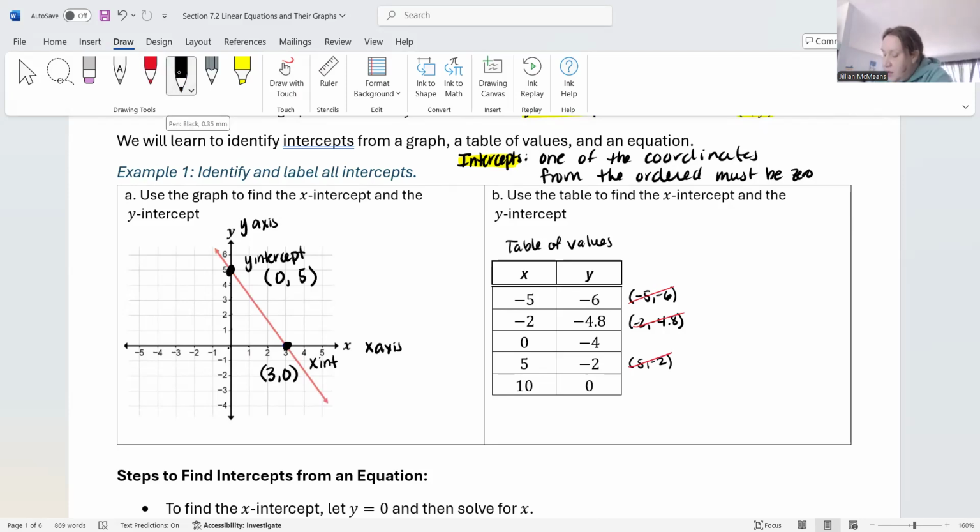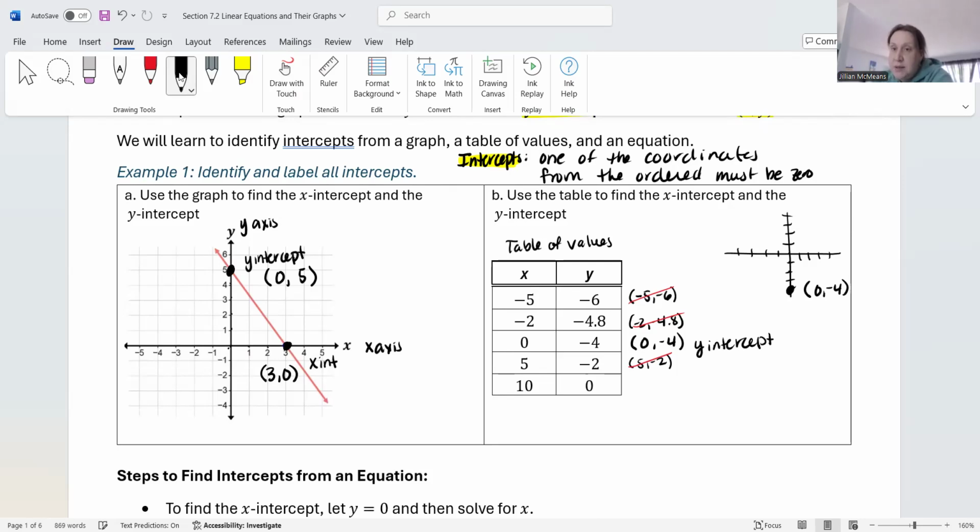However, if we look here at the third point in the table, we have the ordered pair 0, -4. Okay, so if I were to plot that, at the origin, I would not go left or right, but I would go down 1, 2, 3, 4. So this is the ordered pair 0, -4. It is clearly on the y-axis. That would make this a y-intercept.